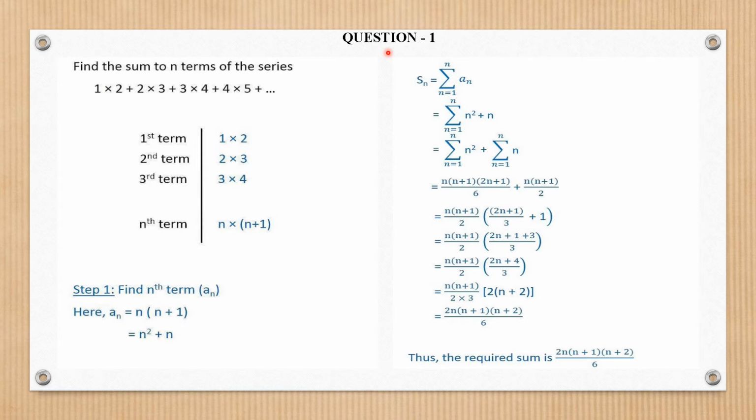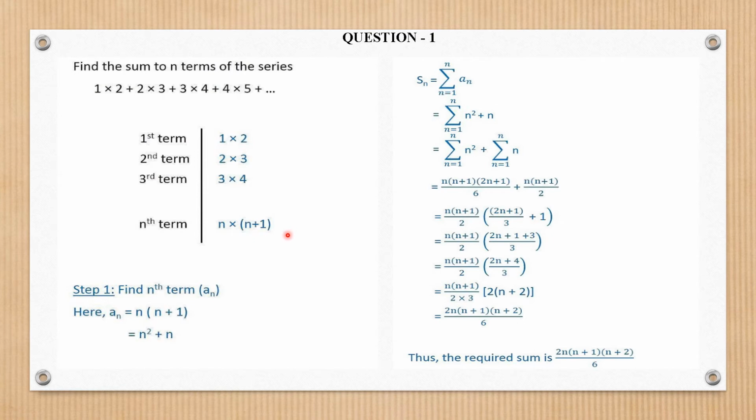So the first thing is to get the nth term. So see this series. It is like 1 cross 2 plus 2 cross 3 plus 3 cross 4 plus so on. The first term is 1 cross 2, second is this. So what will be the nth term? The nth term will be n into n plus 1, where n is a natural number. So this is the nth term, that is an is n square plus n.